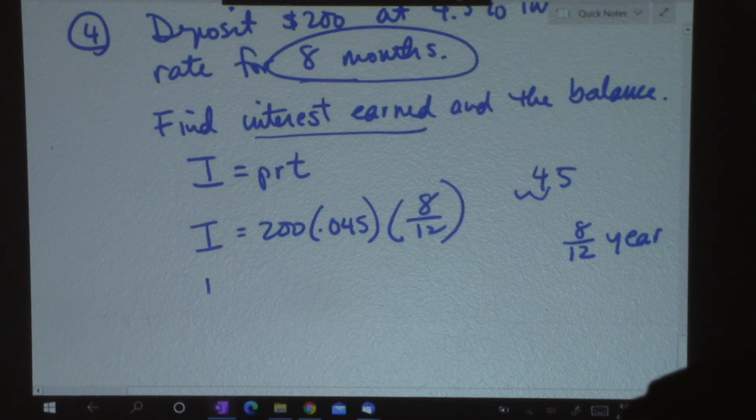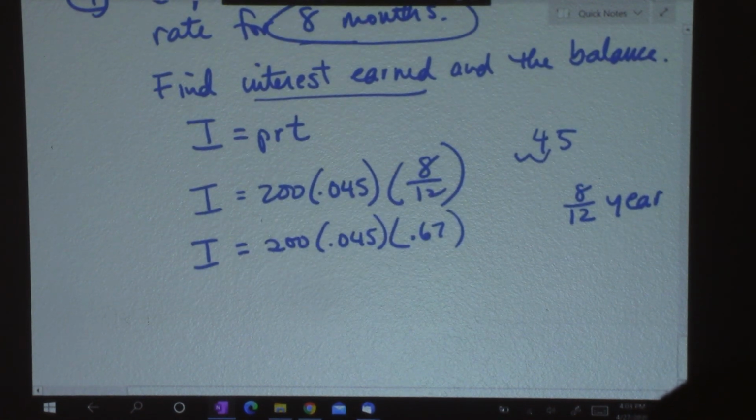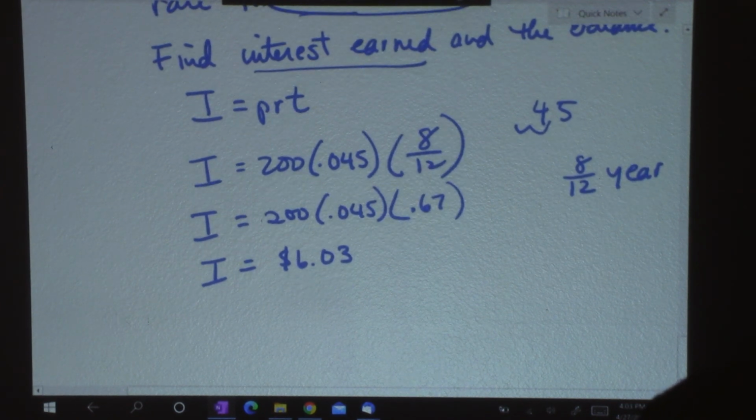Okay, and when I multiply that all together, let's see, what I need to do is I need to change 8/12 to a decimal, and that's 0.67. If you did that in a calculator, 8 divided by 12, that's what you would get. And my interest would be $6.03 when I multiply them all together.